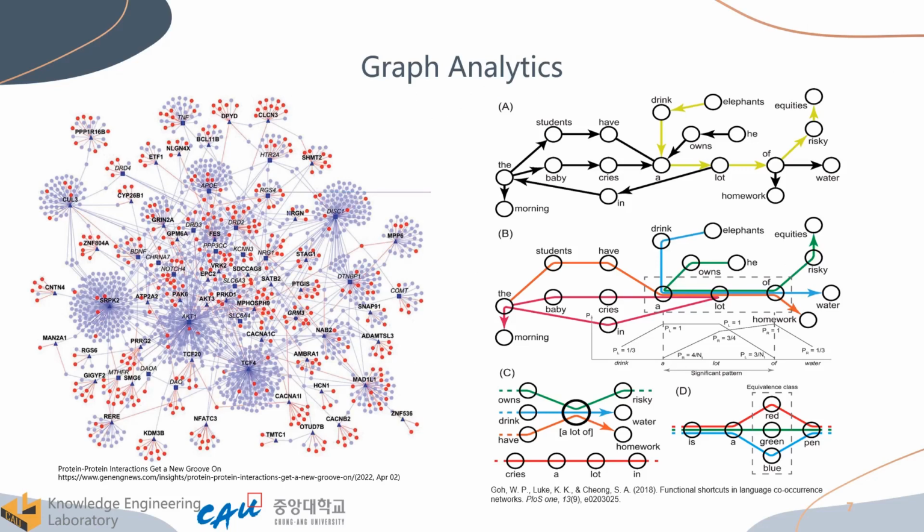Graph analytics draws upon techniques from related areas, such as graph theory and network analysis, which have been used to study graphs representing social networks, the web, internet routing, transport networks, ecosystems, protein-protein interactions, linguistic co-occurrence, and more besides. On the left is a graph of protein-protein interaction, and on the right is a graph showing linguistic co-occurrence.